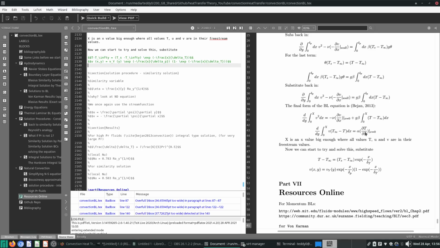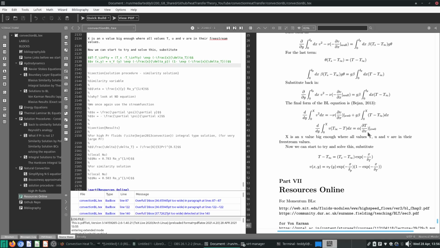And of course you have the boundary conditions. What is your heat flux at the wall? And what is your shear strain rate at the wall, if not shear stress? These are the boundary conditions that you need to set.